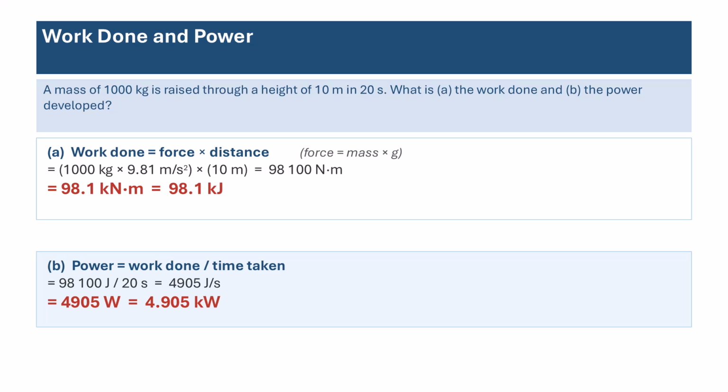This type of calculation is directly applicable to the specification and selection of electric motors for industrial lifting applications. An engineer would need to select a motor rated at no less than 4.905 kilowatts to perform this task, and in practice, a safety margin would be added.